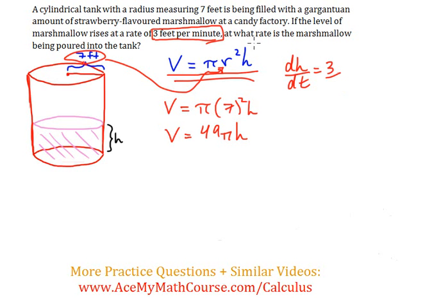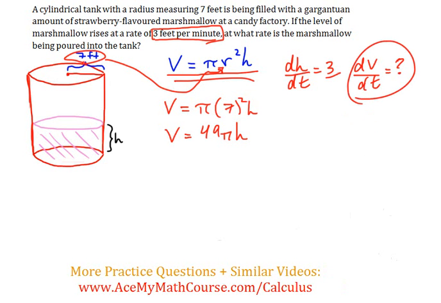What we want to know is the rate at which the marshmallow is being poured into the tank. So we're looking for dV/dt. Essentially the rate at which the volume is increasing as the marshmallow gets inside the tank. Great. So that's what we want to find out.